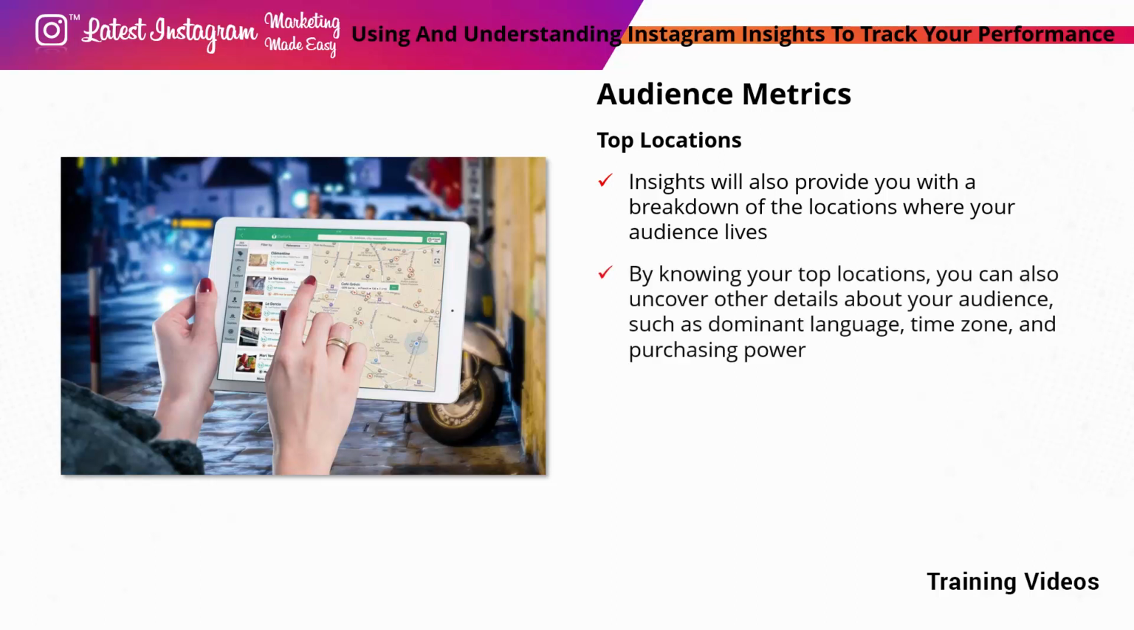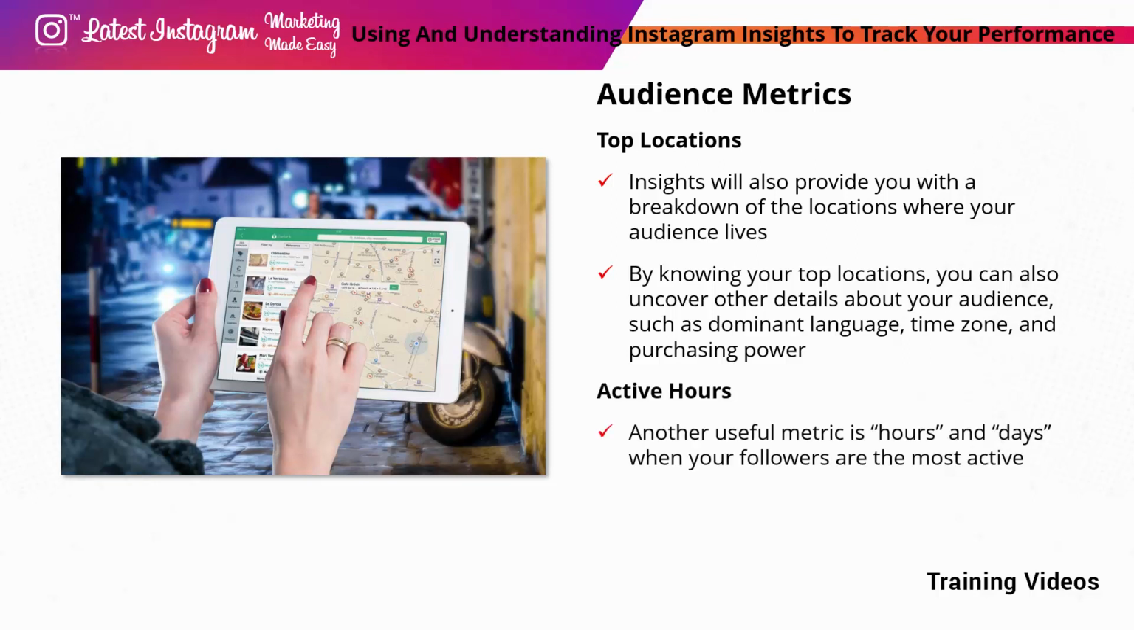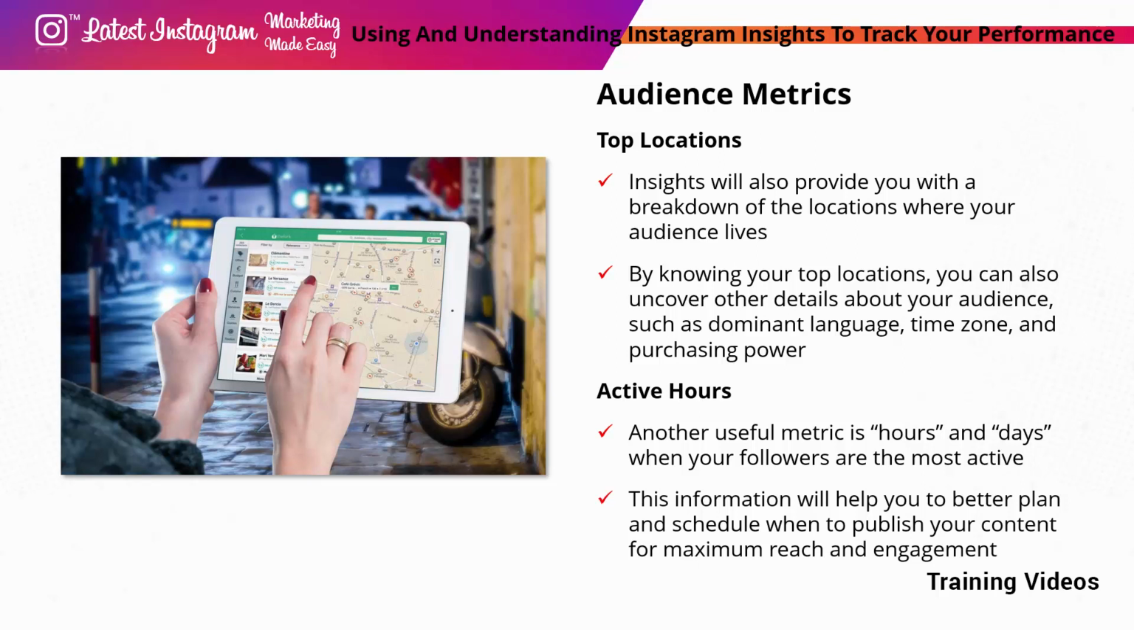By knowing your top locations, you can also uncover other details about your audience, such as dominant language, time zone, and purchasing power. Active hours. Another useful metric is hours and days when your followers are the most active. This information will help you to better plan and schedule when to publish your content for maximum reach and engagement.